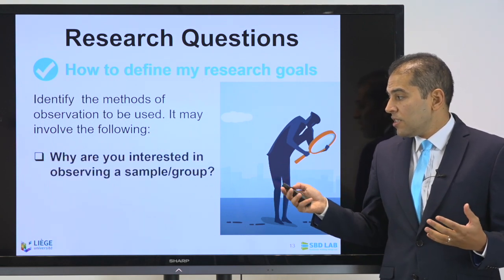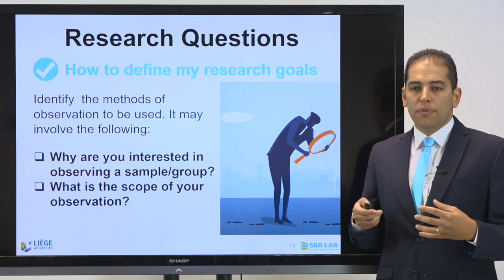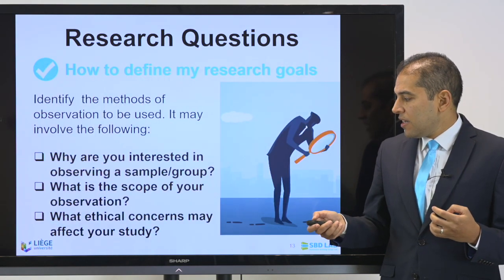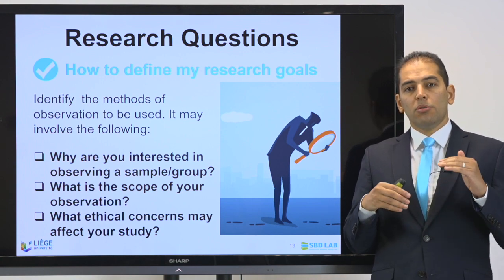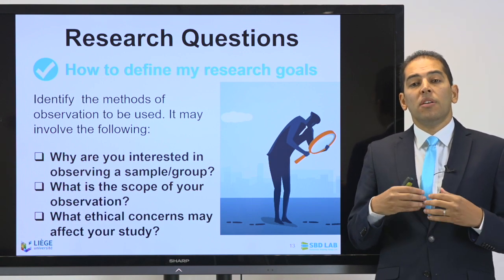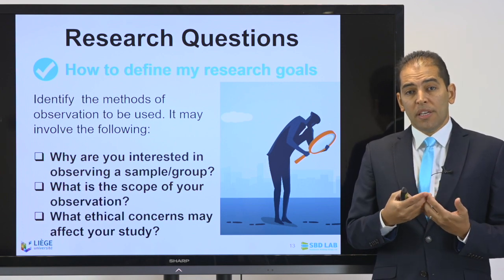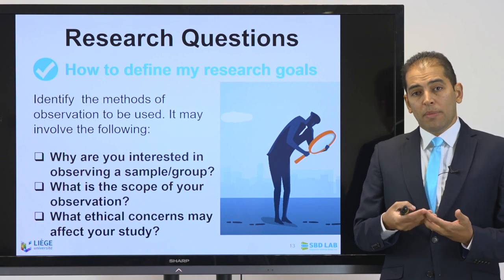Why are you interested in observing a sample group? This is a question. What is the scope of your observation? And what ethical concerns may affect your study? So it's very important to answer those three questions in order to be able to come up with a research question and indicators that can be later on observed and measured.